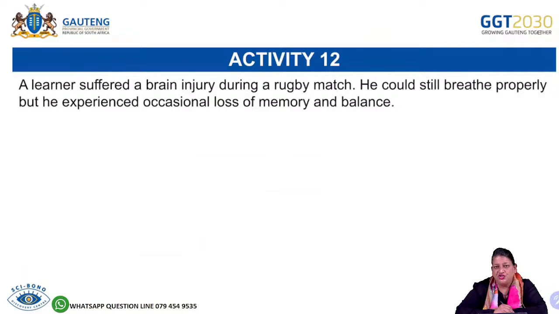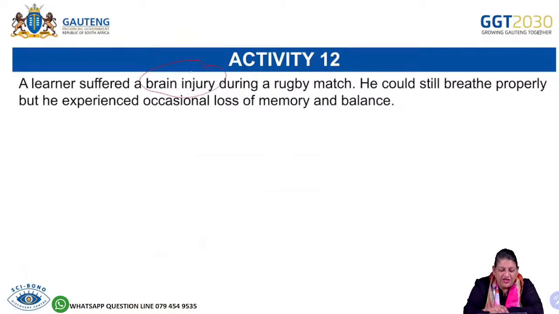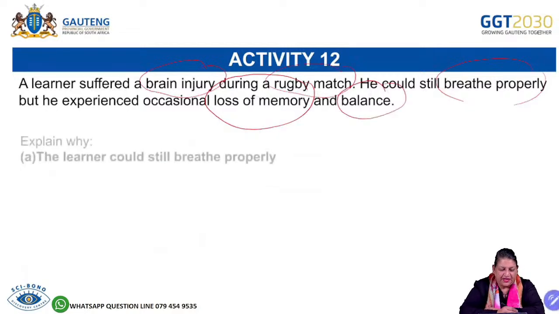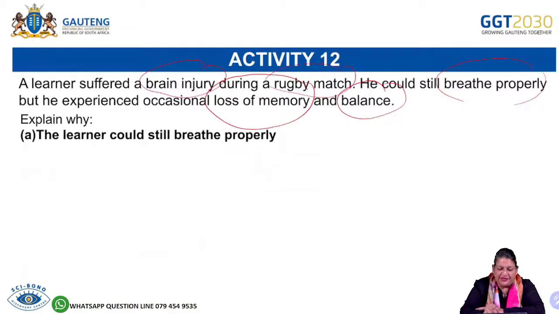And the last question, children, this is the last one, and it's a very important one because it was very poorly answered 2 years ago. They said a learner suffered a brain injury during a rugby match. Now you'll say, but what does the brain have to do with the ear? But you know, there are two parts of the brain, cerebrum and cerebellum, that affect the ear. So he could still breathe properly, but he experienced occasional loss of memory and balance. So now the question is, explain why the learner could still breathe properly.